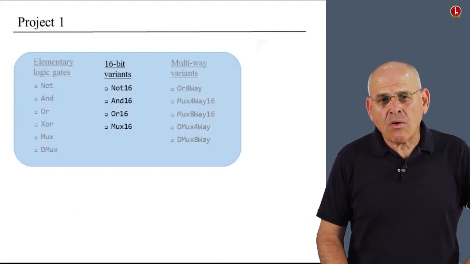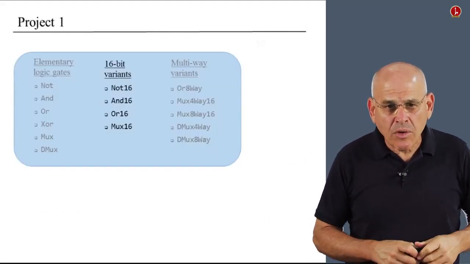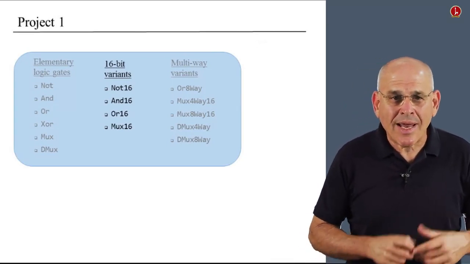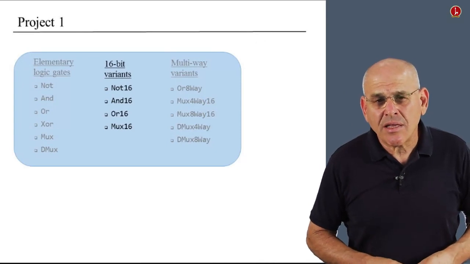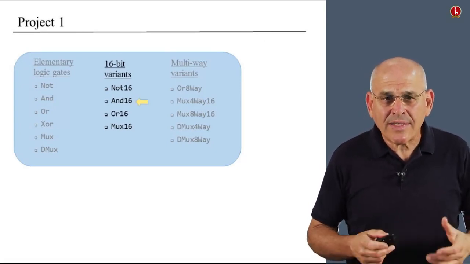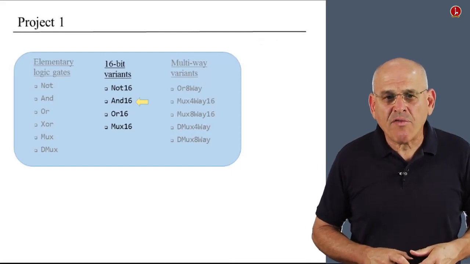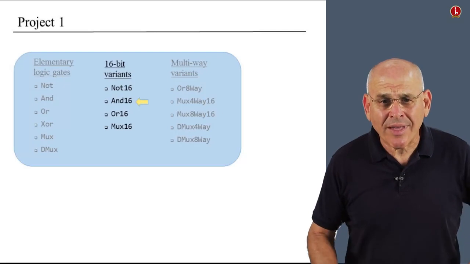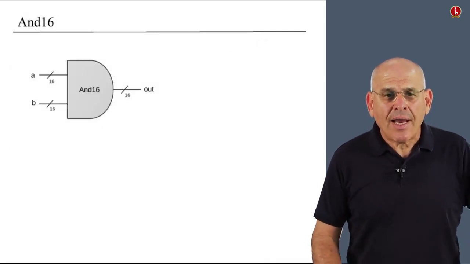All right, so we talked about MUX and DMUX, which were by far the most complicated of the elementary logic gates that you have to build. Let's go on and talk about one example out of the 4 16-bit chips that you have to build. We'll talk about And16.